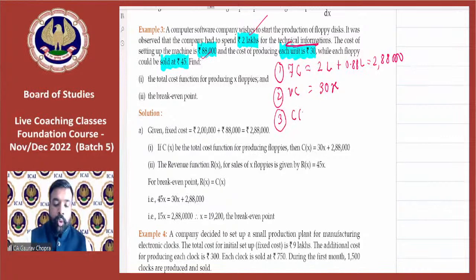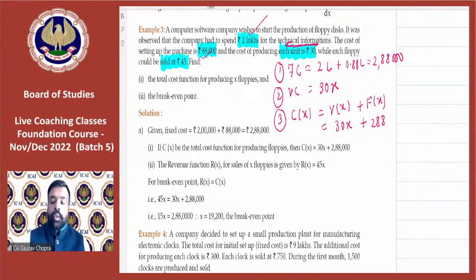Then what about the total cost? The total cost is equal to variable plus fixed cost. What is variable cost? It is 30x. What is fixed cost? 2,88,000. So 30x plus 2,88,000. This is the cost function.